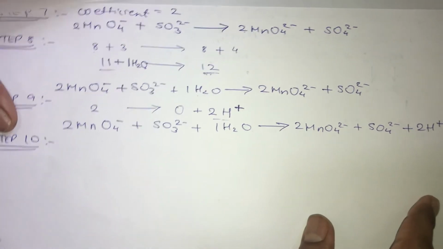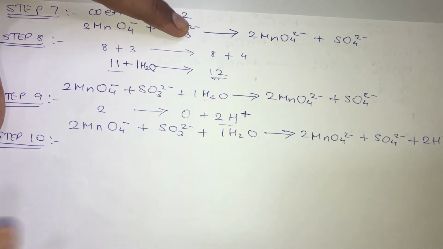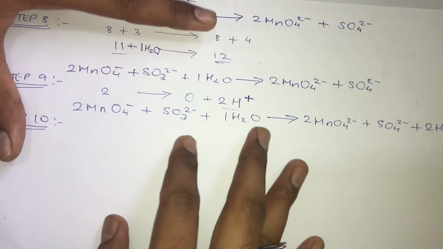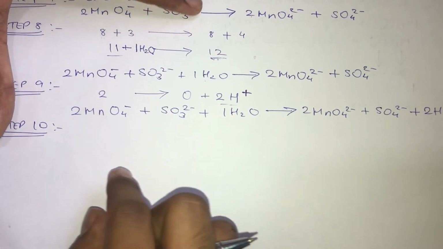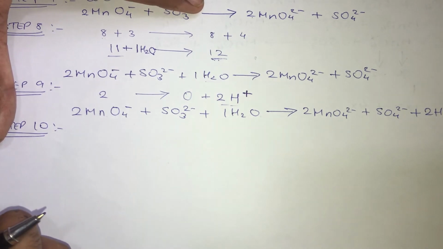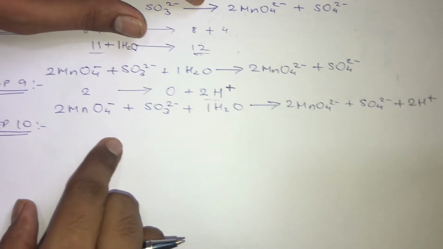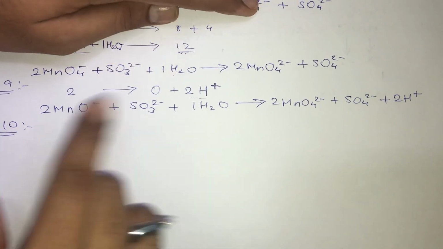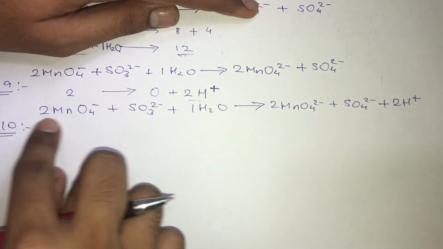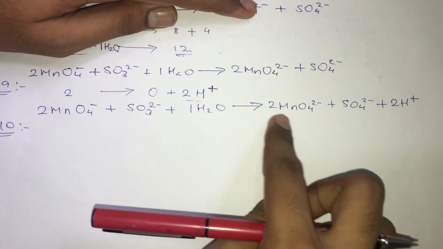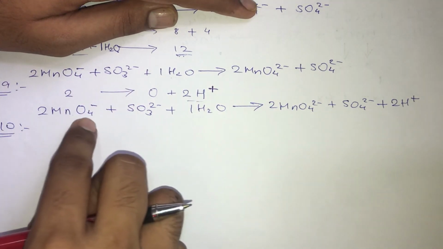The next thing that you need to do in step 10 is to check whether it is balanced or not. And how are you going to check? The traditional way to check is by counting the number of atoms on the left hand side and on the right hand side. So first of all let's do that, and then I'll tell you all a trick. Okay, so first of all let's count the manganese atoms. On the left hand side, how many manganese atoms are there? There are 2 manganese atoms. And on the right hand side again there are 2 manganese atoms. So manganese atoms are balanced, no need to worry about that.